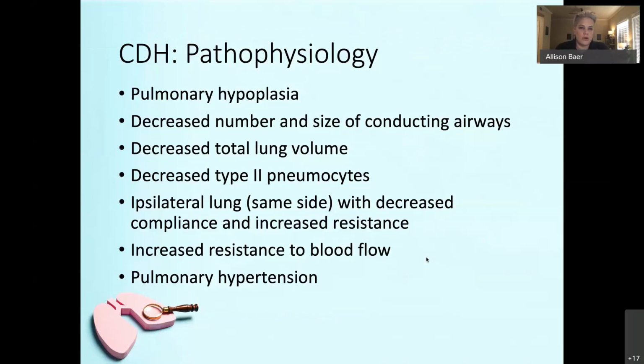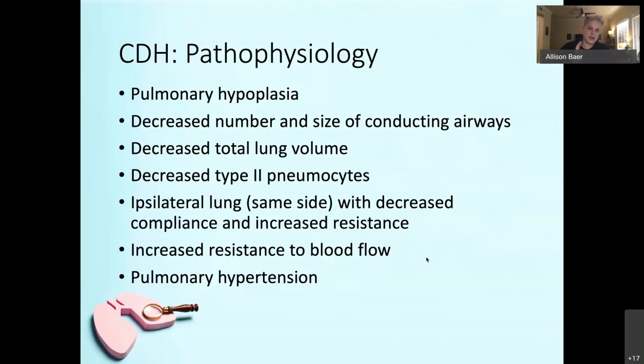Okay, so what are you going to see with this? You're going to see, again, pulmonary hypoplasia. Your lungs don't develop like they should. There's an overall decrease in the number and size of those airways, a decrease in their total lung volume because their lungs aren't as big as they should be. So then there's going to be a decrease in type 2 pneumocytes, which again is their surfactant. They're not going to be able to produce surfactant like they should.